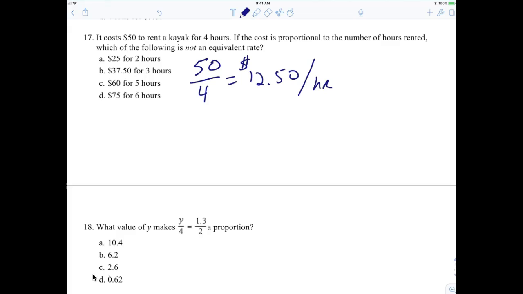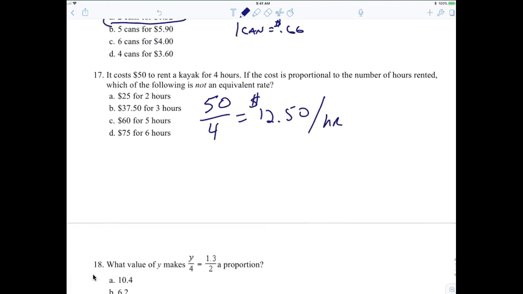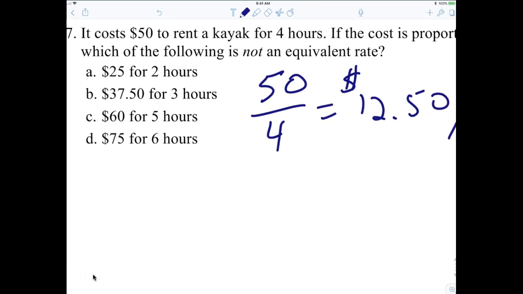Right? So now we want to know which one is not equivalent. The quickest way to do this would just be to divide. What's 25 divided by 2? Help me out, guys. What's 25 divided by 12.5? What's 37.50 divided by 3? Right, 12.5. Same thing with 60 divided by 5. What's 60 divided by 5? 12. So that's probably the answer, right? But to verify, I'm going to do 75 divided by 6. That's 12.5. All right, does everybody see?